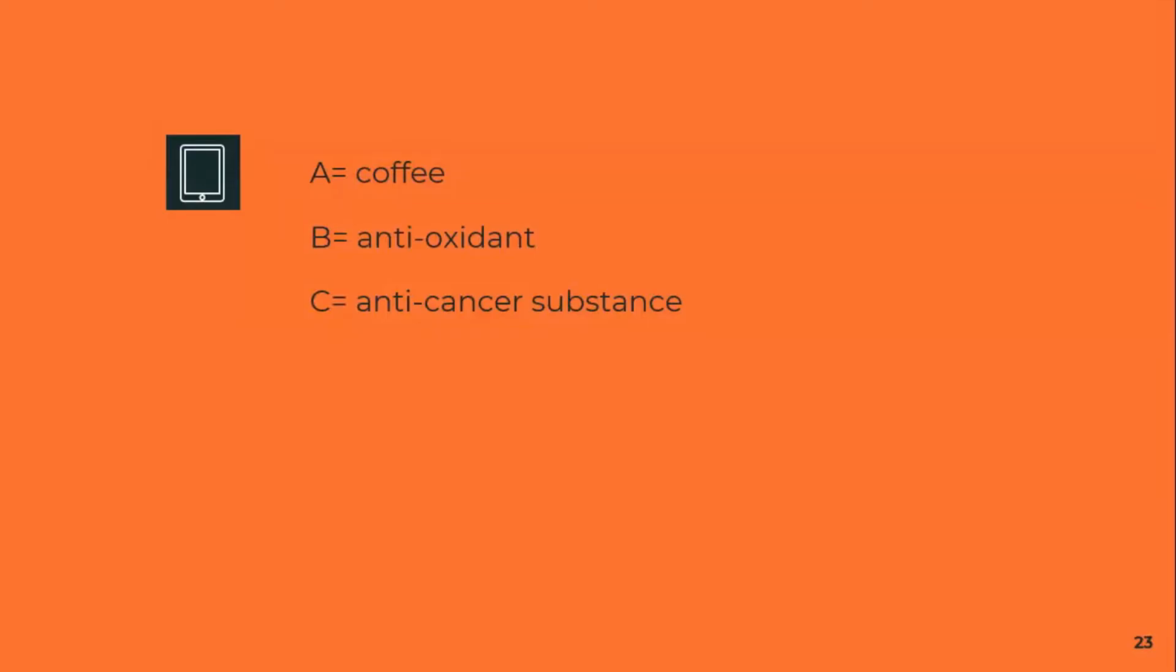So these are the three premises presented in the statement. A is coffee, B is antioxidant, and C is the anti-cancer substance. So based on the argument, we can argue that coffee is an antioxidant, then antioxidant is an anti-cancer substance. Therefore, we can say that coffee can be used as an anti-cancer substance.